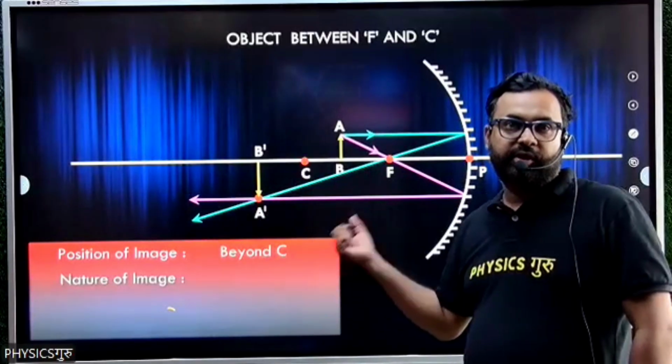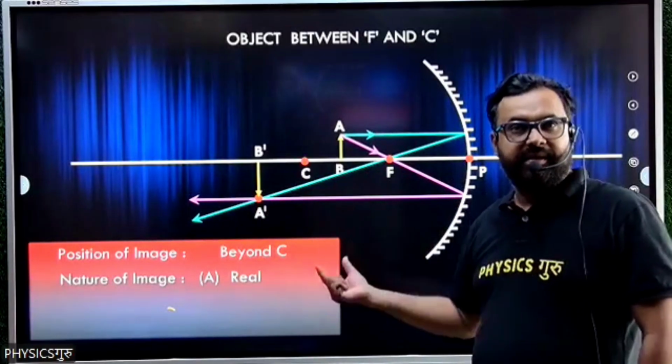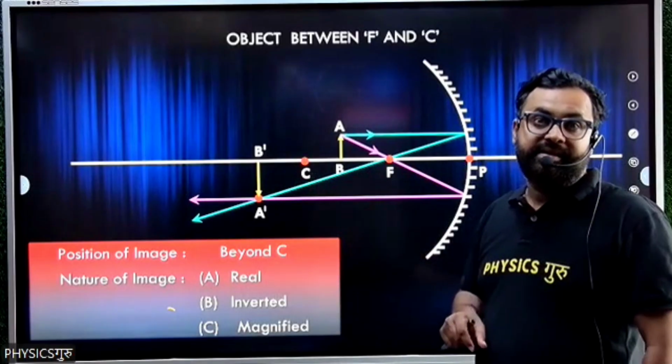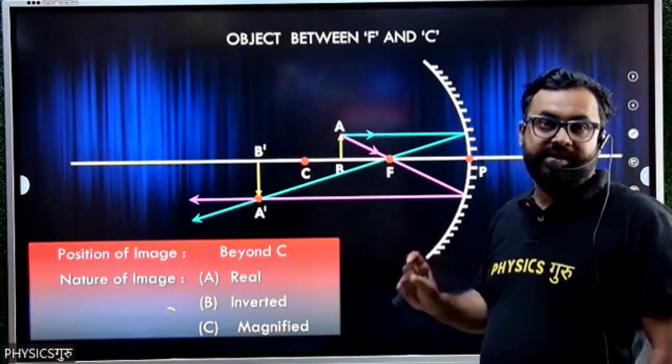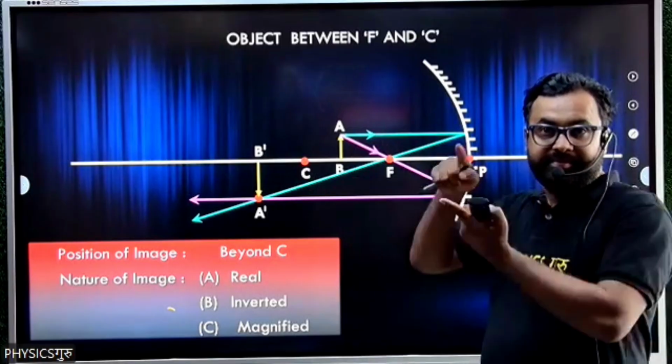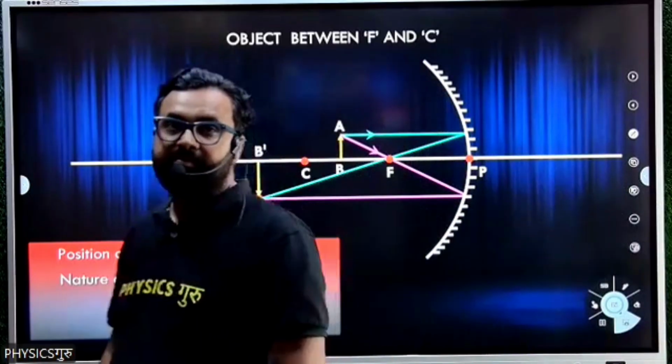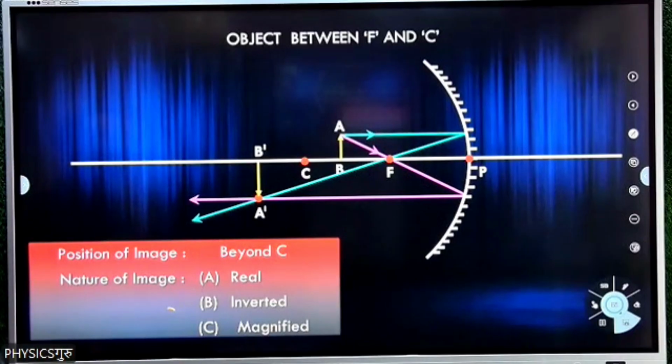Position: beyond C. Nature of image: real, inverted, and magnified. See the size of the object and the size of the image. So the image is magnified, the big one, right? Please make a note of it.